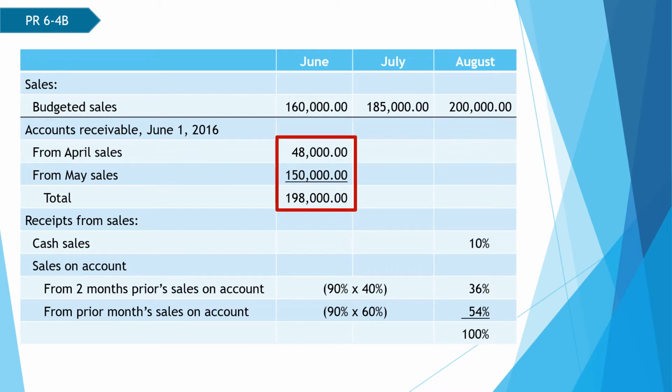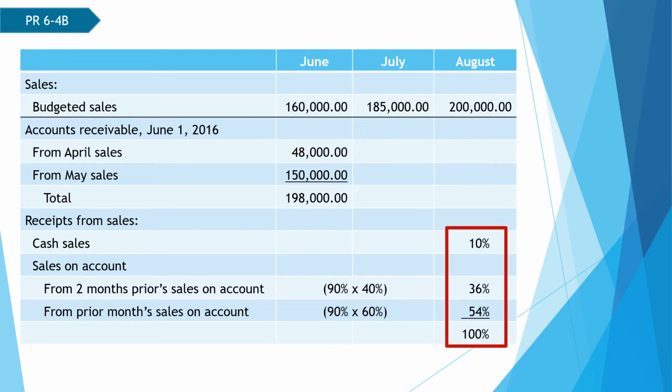Accounts receivable as of June 1, 2016 is $198,000. $48,000 from the accounts receivable came from the sales in April, and $150,000 came from sales in May. The company expects to have 10% cash collection from its current month's sales, and the remaining 90% will be made on account. Out of the sales on account, 60% will be collected on the next month after the sale, and the remaining 40% will be collected after 2 months.